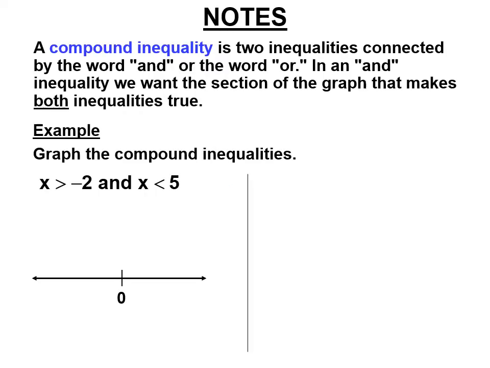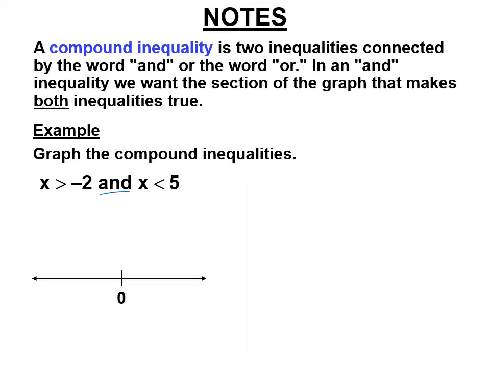So they can be connected by the word and or the word or. Today we'll do and. We want the numbers that make both inequalities true. So we want the numbers that are greater than negative 2 and also less than 5.